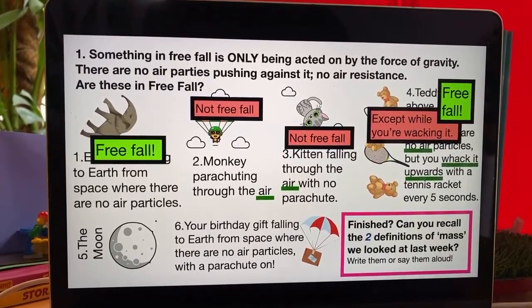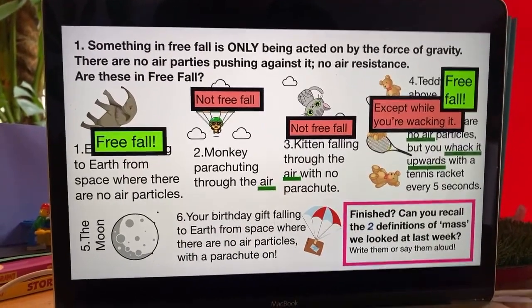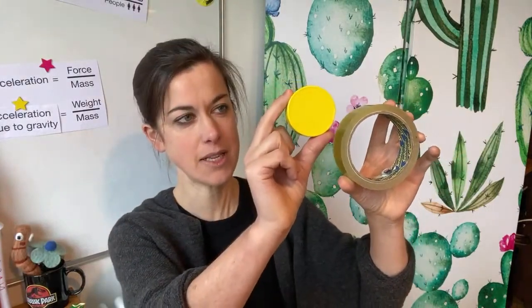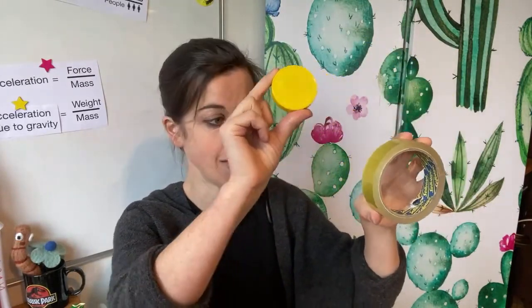The moon. Let's talk about the moon, people. What forces are acting on the moon? Here's my sellotape Earth, and here's my mustard lid moon. Well, obviously the moon is going around Earth because of Earth's gravity. That's why the moon is orbiting, we know this. Are there any other forces acting on the moon? Well, it's in space, so there are no air particles pushing against it. So the moon is indeed free falling around the Earth. Good fact, eh? It's constantly falling towards Earth, but missing it. That's what the moon's doing.